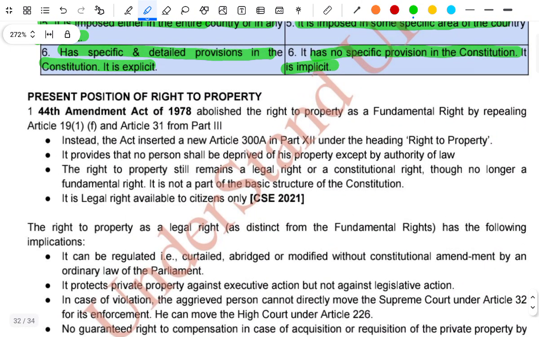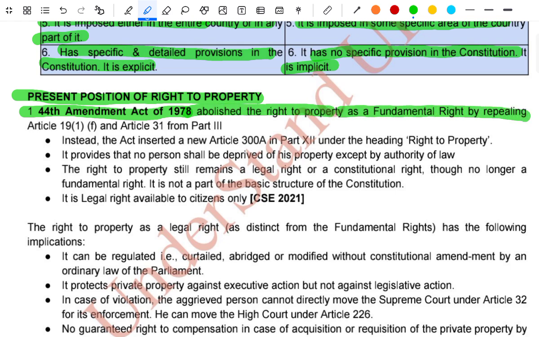The present position of the right to property. The 44th Amendment Act of 1978 abolished the right to property as a fundamental right by repealing Article 19(1)(f) and Article 31 of Part 3. The Act inserted a new Article 300A in Part 12 under the heading Right to Property.